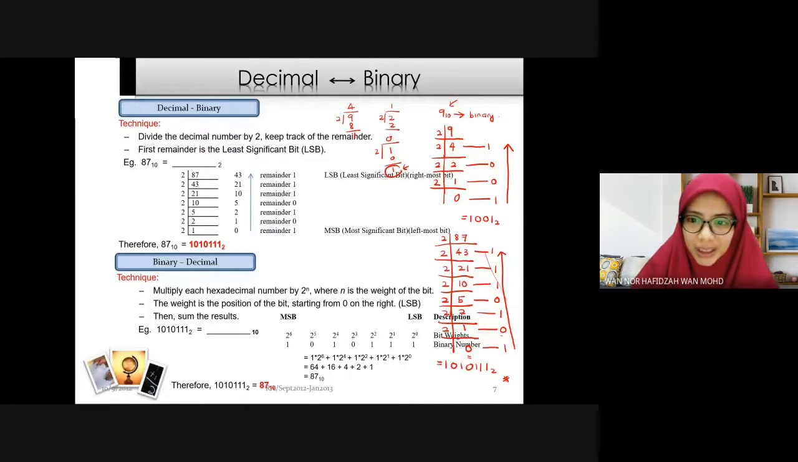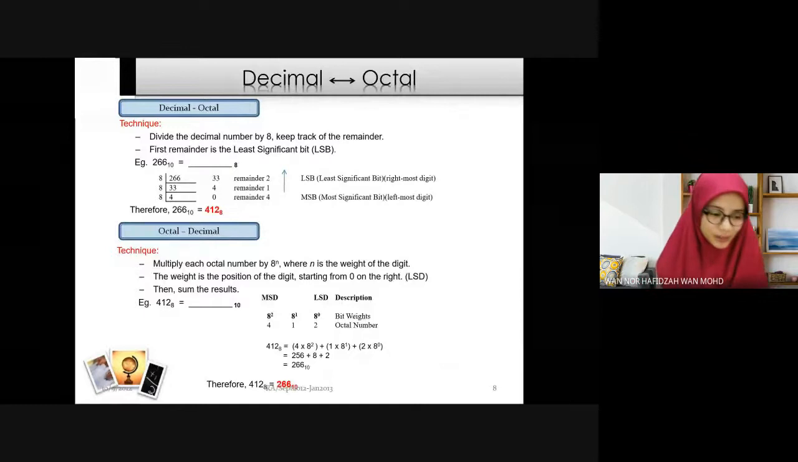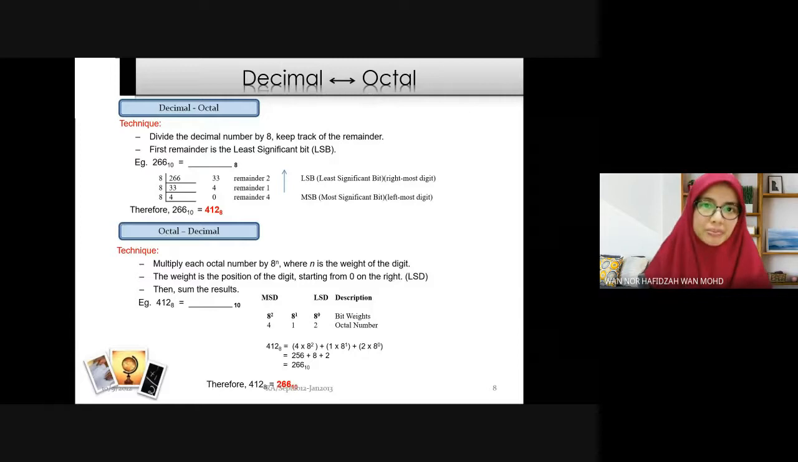Okay, let's move to this. Okay, decimal to octal. Macam lebih kurang sama je. It is. Sama je sebenarnya. But the difference is we divide the decimal number by 8. Okay, why? Because this is octal. So, same method, we keep track of the remainder. Okay, let's look at this.